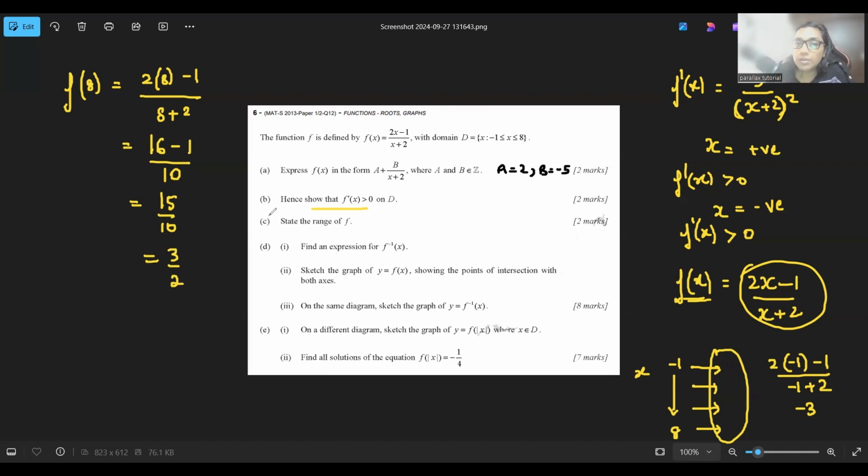Now you could have also used this form, because after all we can use part A also, but if you use this there will be no deduction in the marks, right? So we can use either form to find out the range.